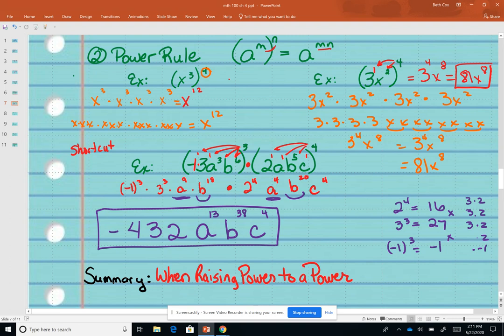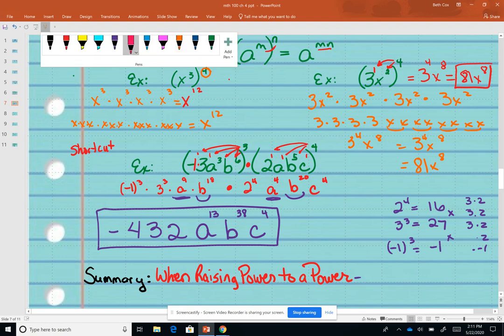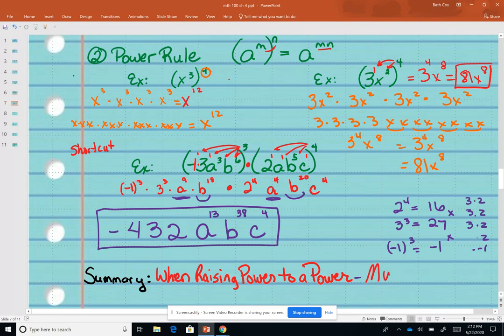So now when raising a power to a power, you're going to do what? You're going to multiply the exponents. All right. It's just math, y'all.